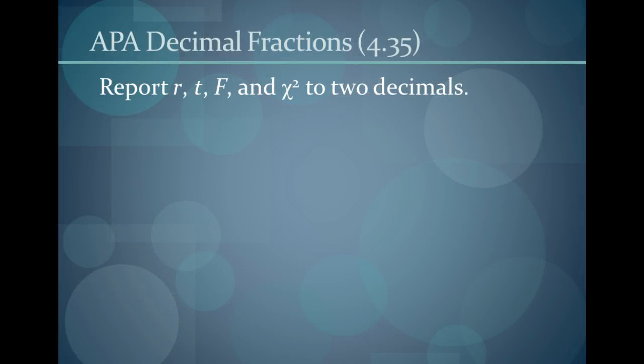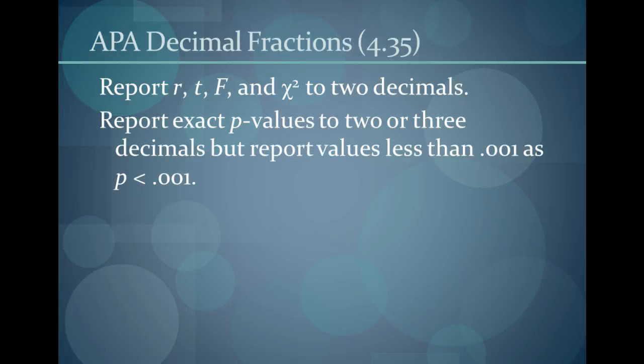APA also indicates that you need to report all of the statistical values, the computed values, such as r, t, f, and chi-squared, to 2 decimal places. So that might not have a lot of meaning to you at this point in the semester, but it certainly will later on. It also says that p-values should be reported either to 2 or 3 decimals, but whatever one of those you choose, you should be consistent throughout, and I would suggest that 2 values is sufficient.